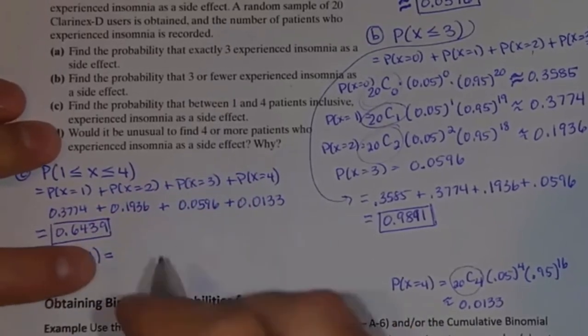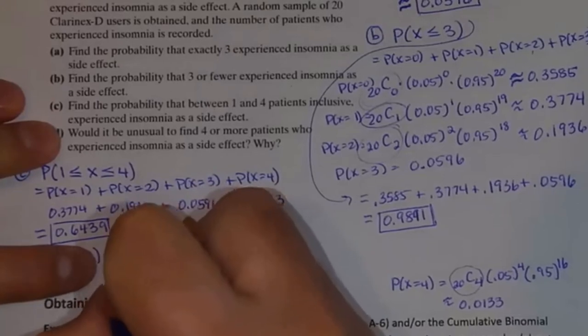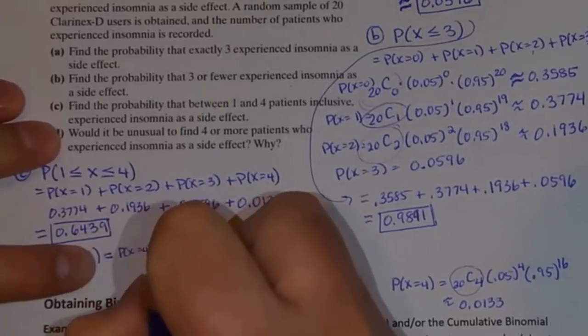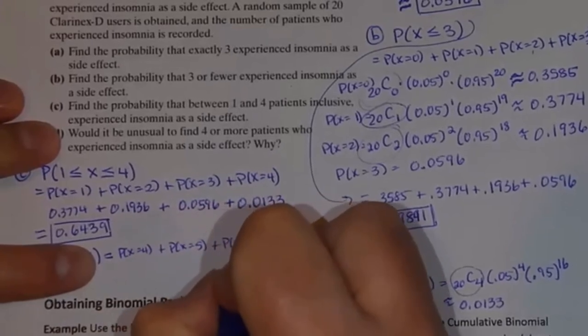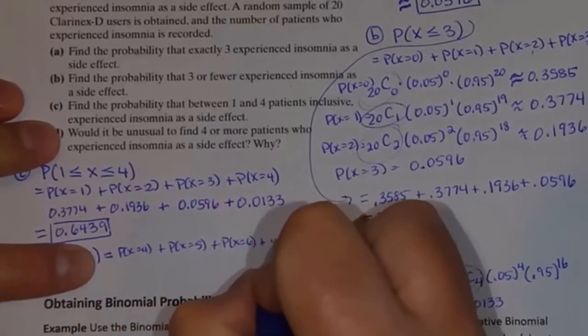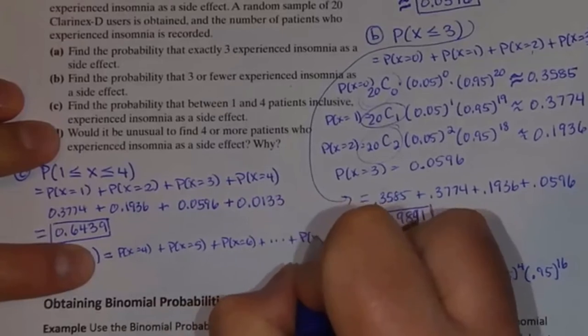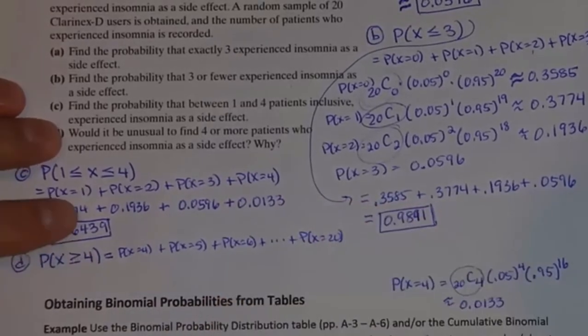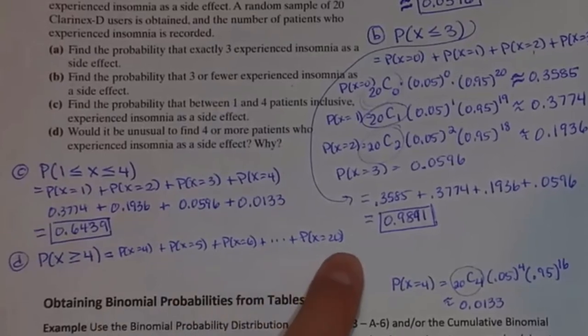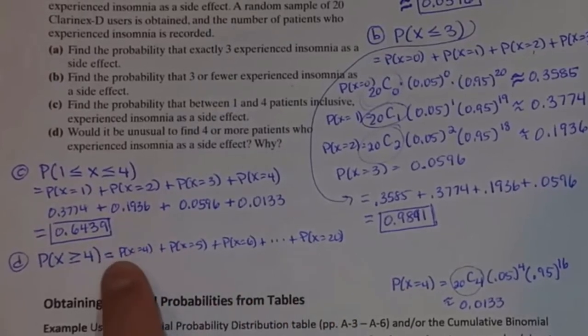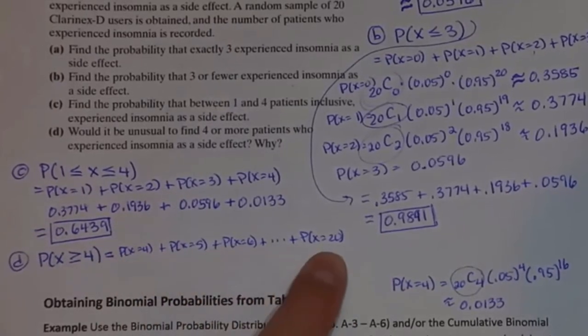Well, one way that I could do that is I could find the probability of X equals 4, the probability of X equals 5, the probability of X equals 6, and so on all the way up to 20, and add that together. But that would be a lot of work. So an easier way of figuring this out is by thinking about the complement.